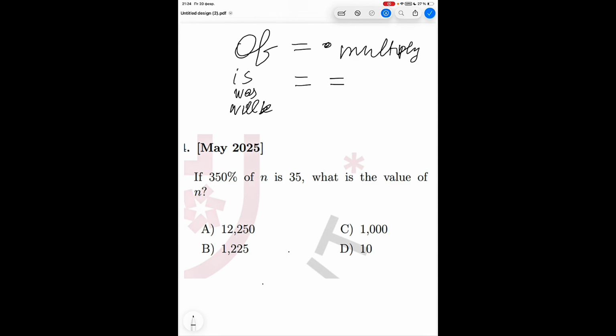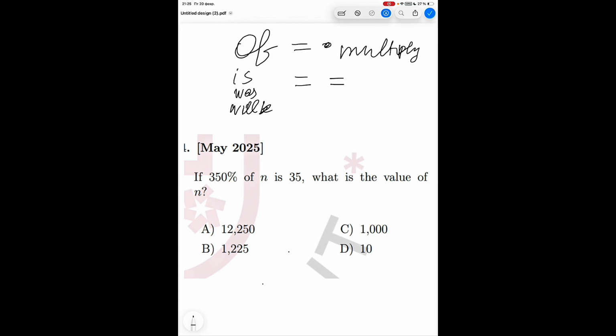I'm going to start with an easy example. Let's read the question. It says, if 350% of n is 35, what is the value of n? It may seem complicated, but once we know the mathematical language, it's going to be very, very easy.